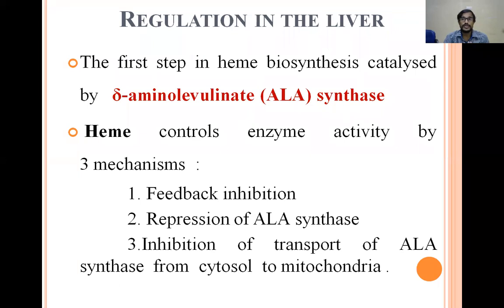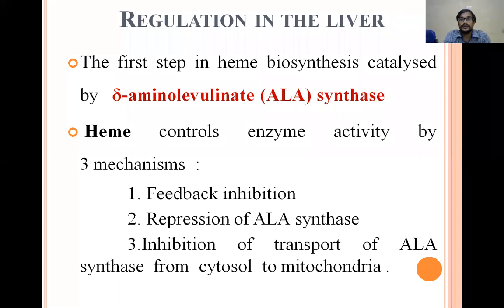So heme controls the activity of the enzyme aminolevulinate synthase by 3 mechanisms: feedback inhibition, repression of the ALA synthase, and inhibition of transport of ALA synthase from cytosol to mitochondria. So these are the 3 mechanisms by which heme controls the regulatory enzyme aminolevulinate synthase, and this aminolevulinate synthase in turn regulates the complete biosynthesis of heme.